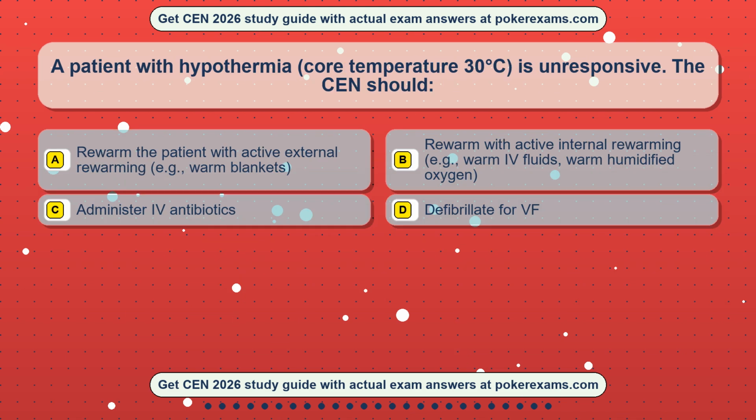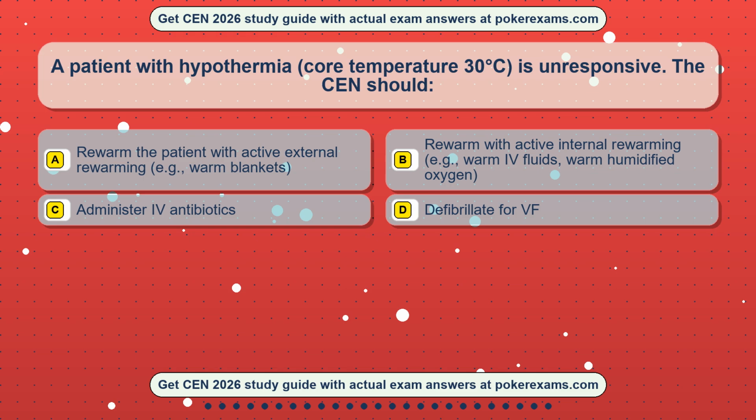Question 10. A patient with hypothermia, core temperature 30 degrees Celsius, is unresponsive. The CEN should: Option A, rewarm the patient with active external rewarming, e.g., warm blankets. Option B, rewarm with active internal rewarming, e.g., warm IV fluids, warm humidified oxygen.